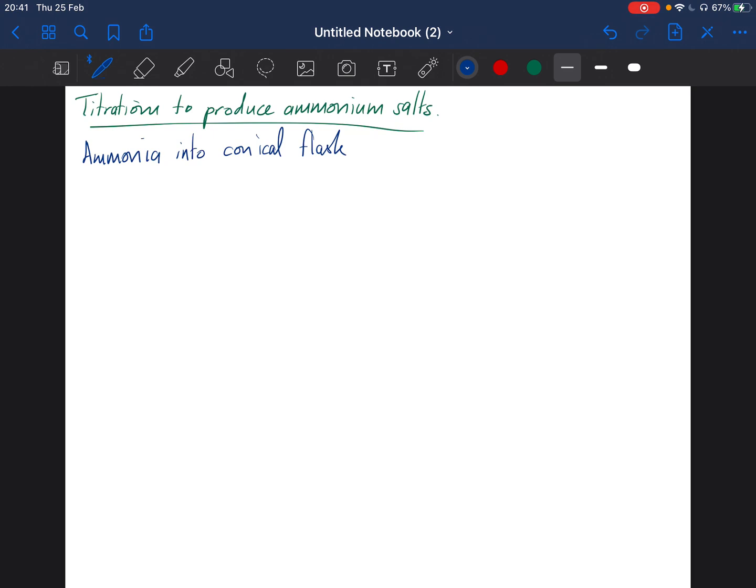This time, however, we're not going to add any indicator. We don't want indicator. We're going to use pH probes. Now, the reason we don't want indicator is because this is an impurity. We then would have to remove that impurity to be able to use it. So we're going to measure the pH with a pH probe.